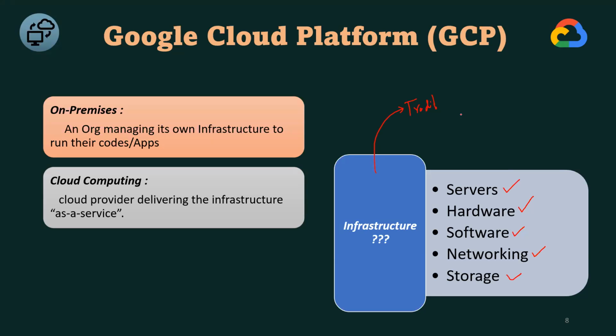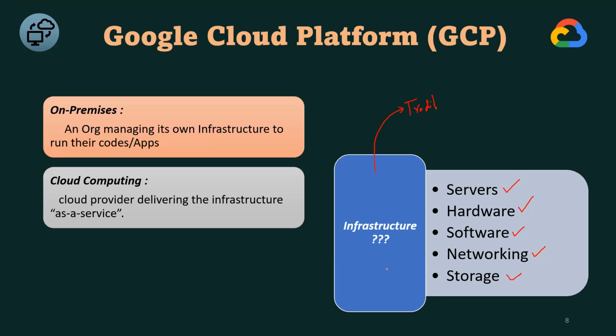If the organization is unable to manage its infrastructure, it can depend on cloud computing services. That kind of era that we are in is what we call the cloud computing working model. In a cloud computing working model, the cloud provider delivers the infrastructure as a service. They provide you cloud computing services, either infrastructure as a service, software as a service, or platform as a service.